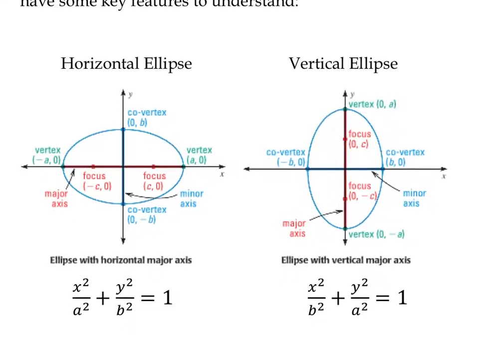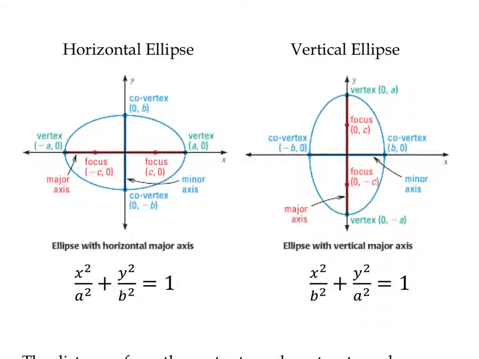Those key features we want to be aware of are the vertices. We have a vertex here and here, for instance, in this horizontal ellipse. It's called a horizontal ellipse because it's stretched out horizontally. This is called the major axis, between the two vertices. In the vertical ellipse, the major axis goes up and down because this is stretched out vertically along the y-axis.